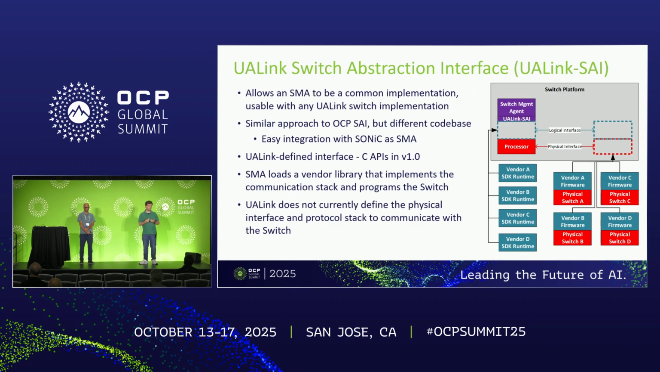For those who are UALink Consortium members, we have a copy of this in our private GitHub, but it's intended to have a very, very similar approach to the OCP SAI, but a different code base. We do intend to have easy integration with things like SONiC, if that's an interesting option for a switch management agent for you, but there's no restriction that you're limited to SONiC only. This is a set of C APIs, at least in the 1.0 spec. That's how we're restricting it.